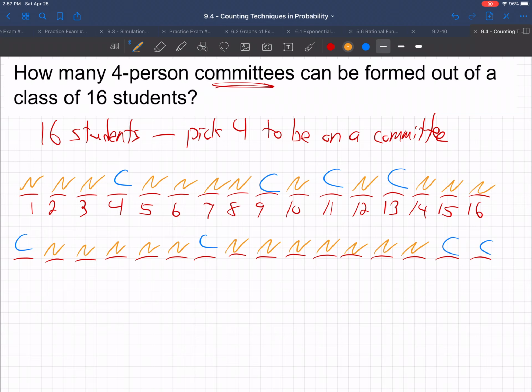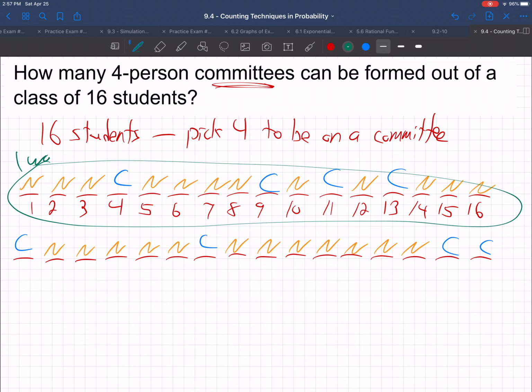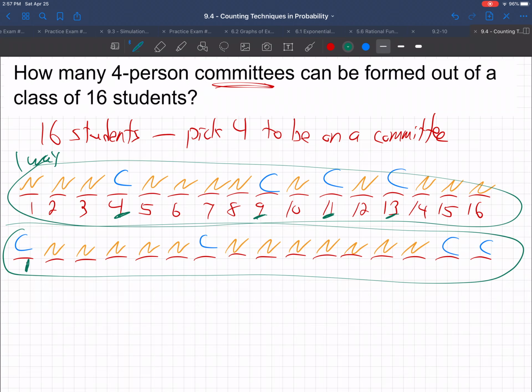Is this making sense? So we're picking different ways. So this is one way to pick a committee. It would have students 4, 9, 11, and 13. Here's another way to pick a committee that had student 1, 7, 15, and 16 on the committee. So this is the second way. And on you go. We want to know how many different ways are there to do this. How many different committees can you pick? How many different ways are there to pick 4 students out of the 16 to be on the committee?